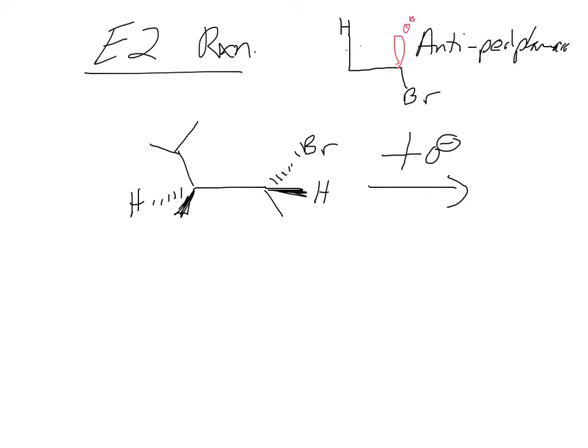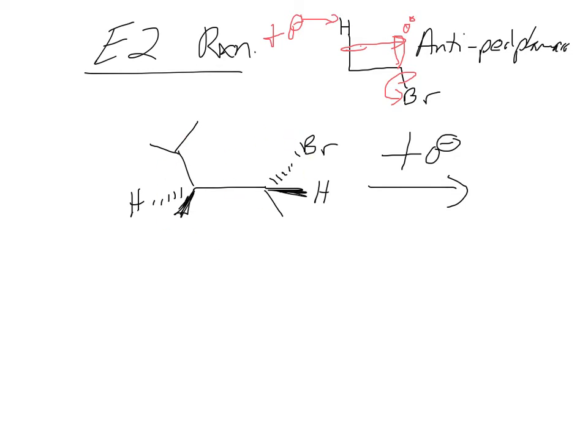When these two electrons move over, or they don't really move completely over, but when they attack sigma star, we form that pi bond there, as our base attacks the H and our bromine leaves. So we need to be anti-periplanar to get the orbitals lined up. That's the key. The problem is, as we have it right now, this is not lined up.